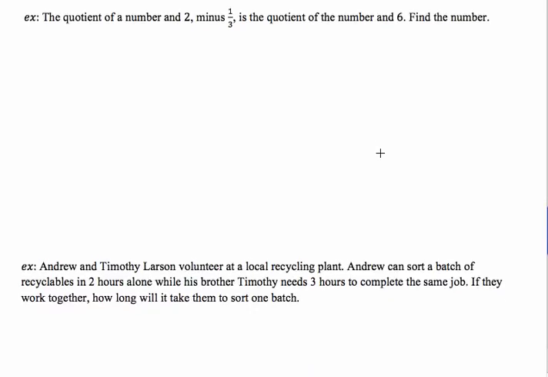All right, let's do another example. The quotient of a number and 2. So we don't know what this number is, but the quotient of a number and 2 minus a third is the quotient of the same number and 6. Find the number. Well, we need a variable, and obviously the unknown thing here is the number. So let's let x be the number.